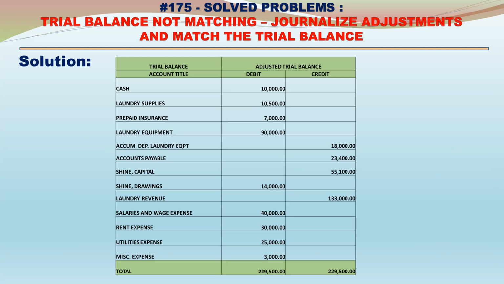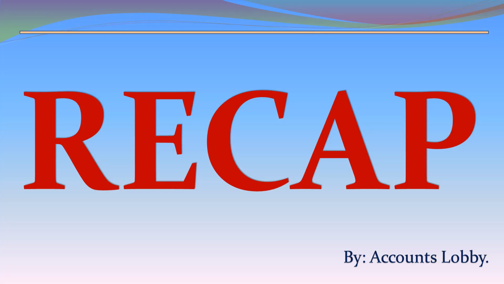Finally, the adjusted trial balance. Cash debit 10,000. Laundry supplies debit 10,500. Prepaid insurance 7,000 debit. Laundry equipment debit 90,000. Accumulated depreciation laundry equipment credit 18,000. Accounts payable credit 23,400. Shine capital credit 58,100. Shine drawings debit 14,000. Laundry revenue credit 33,000. Salaries and wages expense debit 40,000. Rent expense debit 30,000. Utilities expense debit 25,000. Miscellaneous expense debit 3,000. Total debits 229,500. Total credits 229,500. Recap.